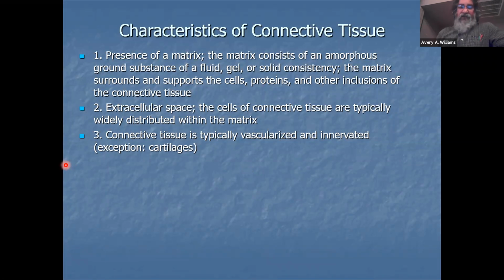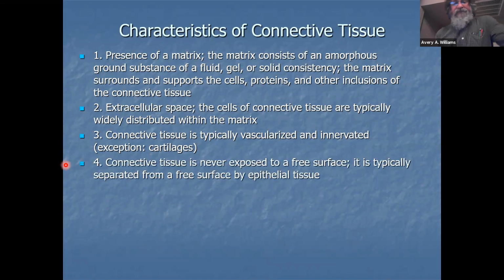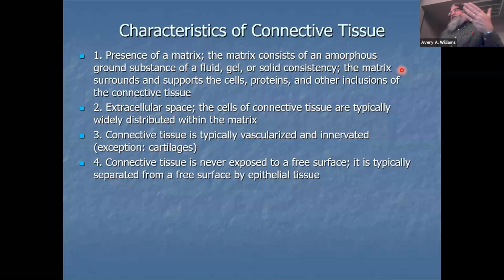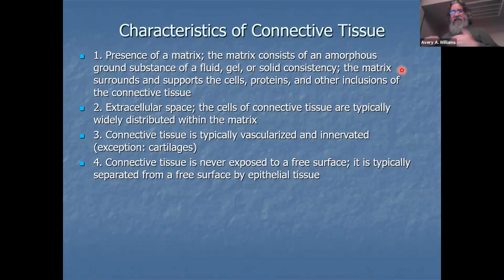And then fourth, and this makes sense too, connective tissue is never exposed to a free surface. Remember, epithelial tissue always is exposed to a free surface, but that'll never happen in connective tissue. Why? Because epithelial tissue always has to be on top. So here I have it's typically separated from the free surface by an epithelial tissue.